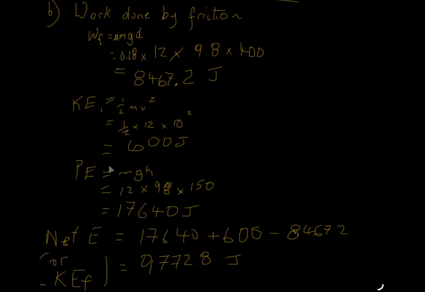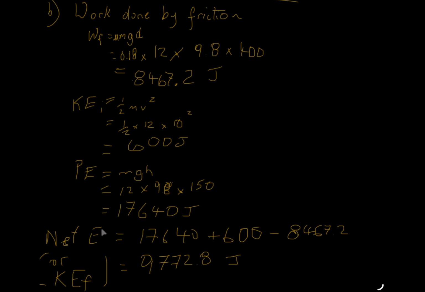Then we have potential energy, which is converted to kinetic energy, which is mgh. m was 12, g was 9.8, and h was 150. 12 times 9.8 times 150 gives you 17,640 joules.